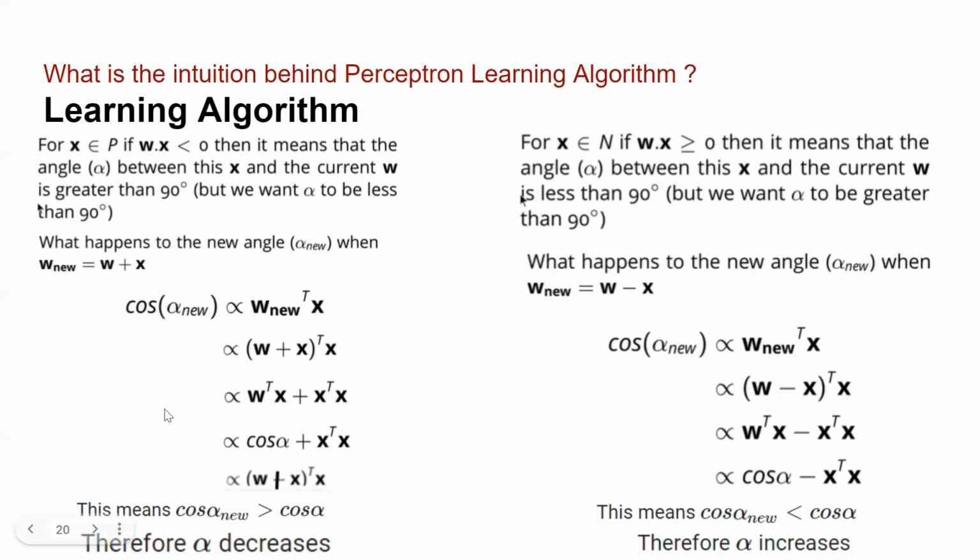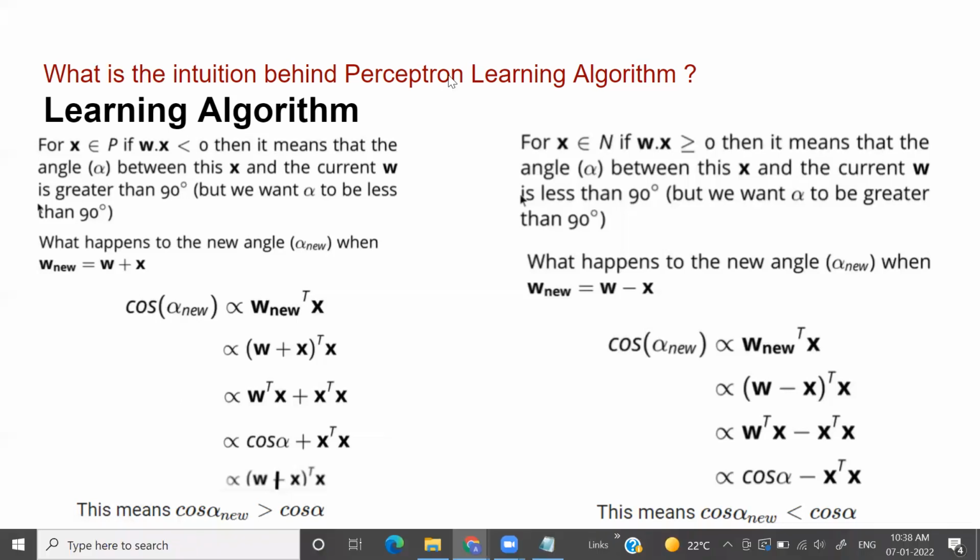So just to make that push, what we are doing is adding x here. Now, how adding x to my existing w is moving my current geometry from obtuse angle to acute angle, that we're going to see. Let me do some annotation here.